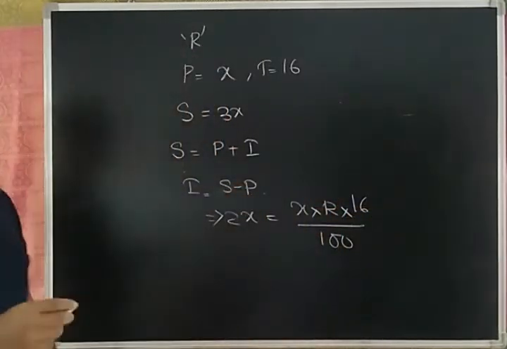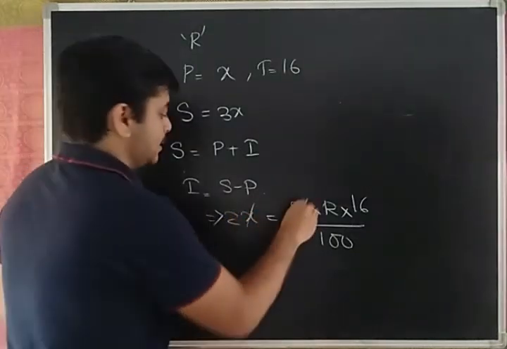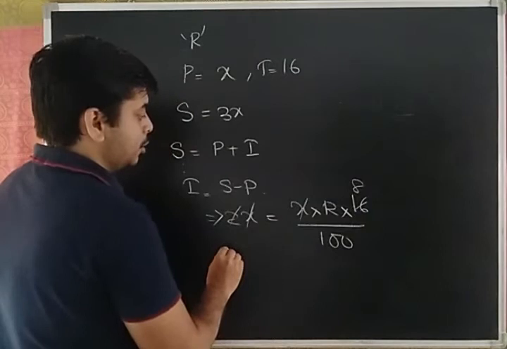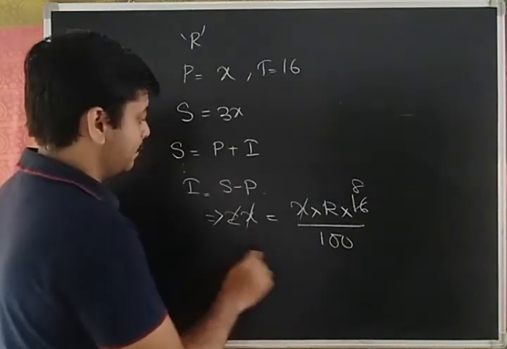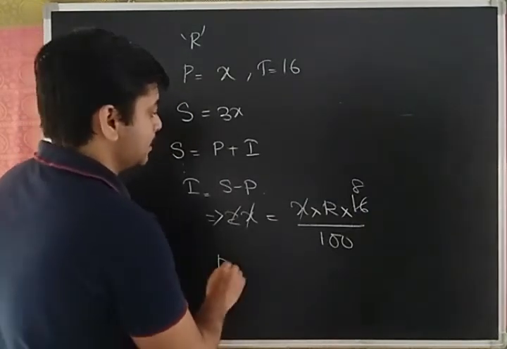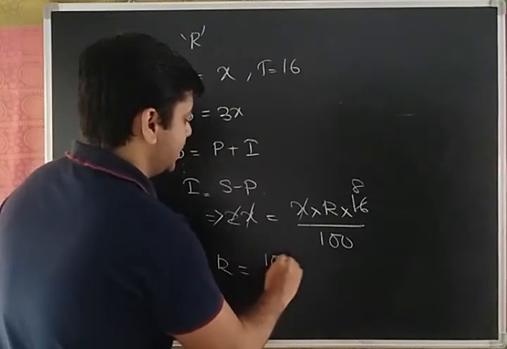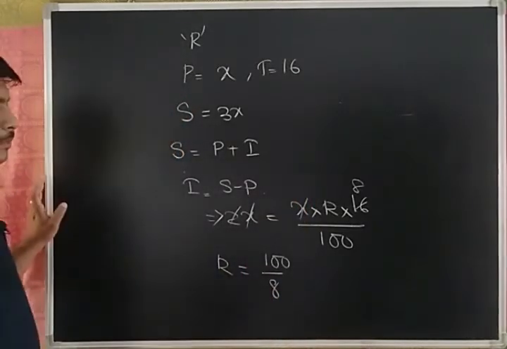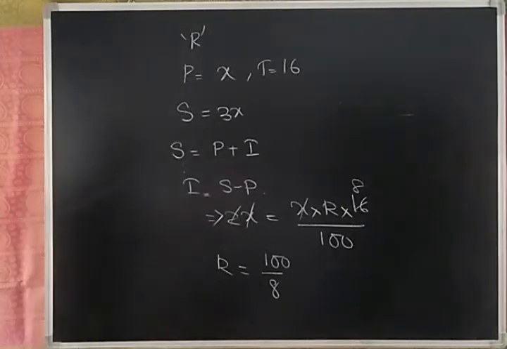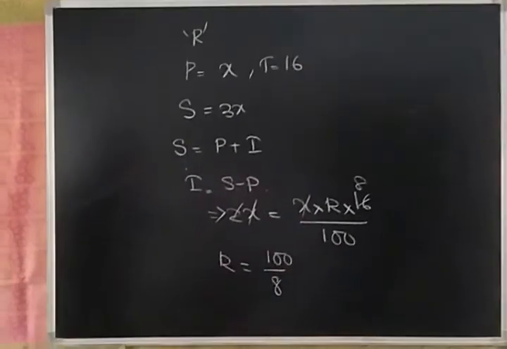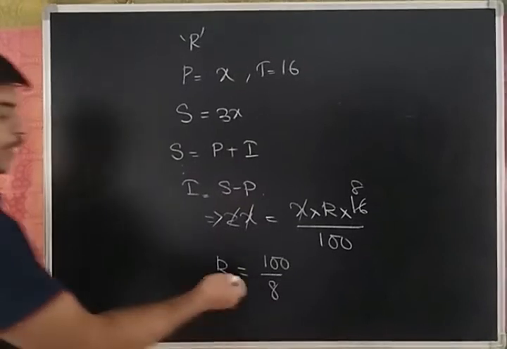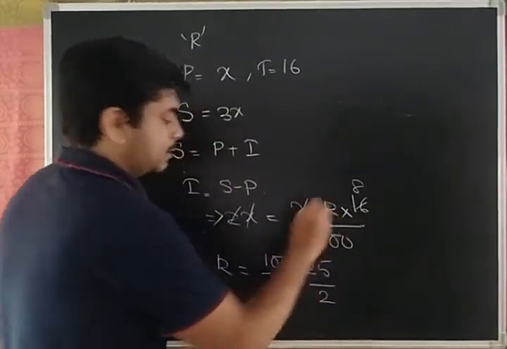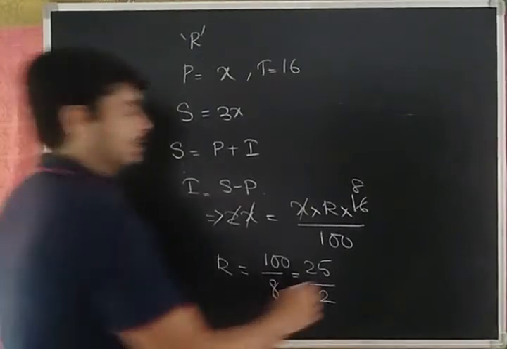Yes or no? So X and X get cancelled, 2 and this is 8. So R is equal to, everything gets cancelled, right? We are left with 100 by 8. Does it cancel? Just check that one. With the 4 table it will cancel. If you cancel with 4, this is 2 and this is 25. So 25 by 2 is 12.5.